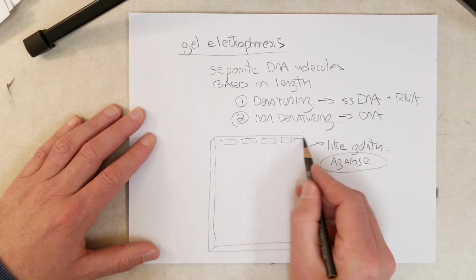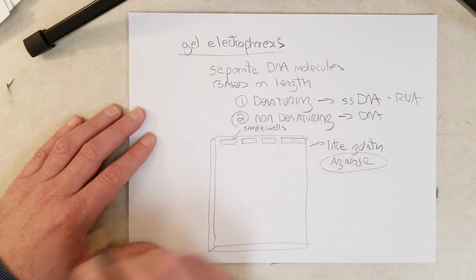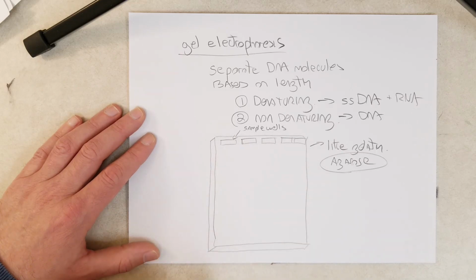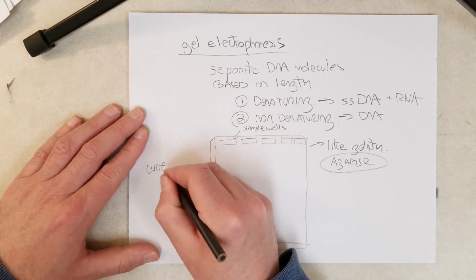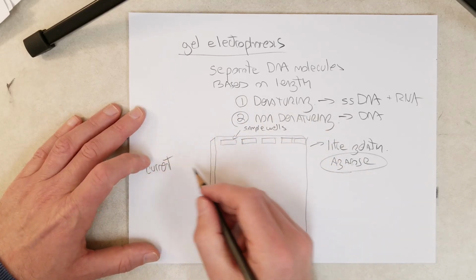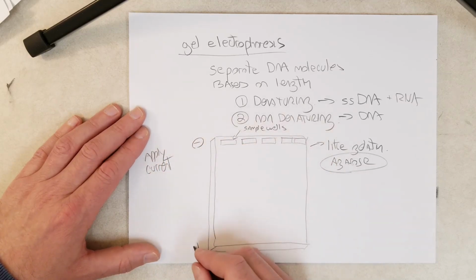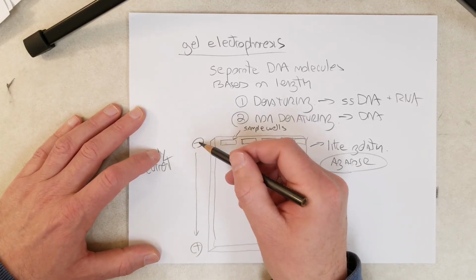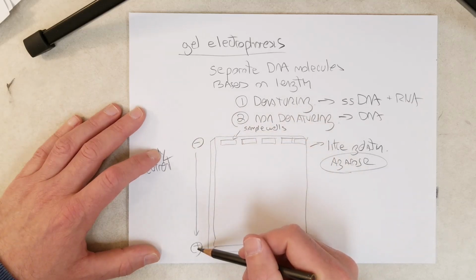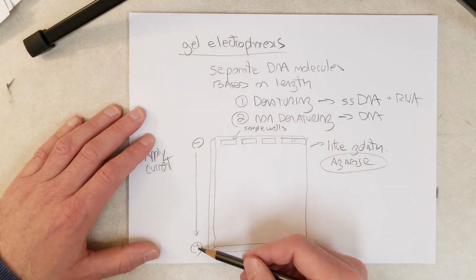And these are little sample wells where you load your DNA solution. You apply a current, and this is submerged in a buffer. Let's say we load the DNA here, and the negative charge is over here, and there's a positive charge over here. The phosphodiester backbones make DNA have a slightly negative charge, so they tend to migrate towards the positive charge over here.